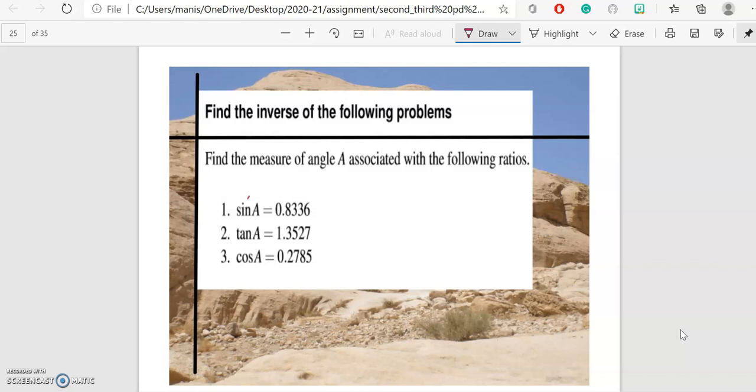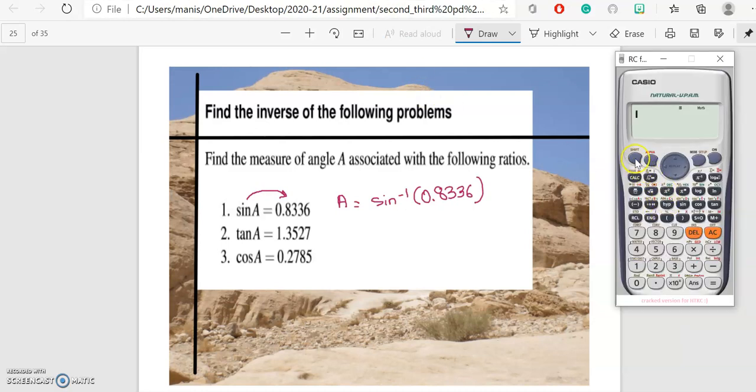So what I will do in this question over here is, I will take the inverse of sine on both the sides. By taking this, I will be left over with A is equal to what? Sine inverse of 0.8336. So after this, I will pull out my scientific calculator, and second, this is a shift button we will be using because we are using the functions which are on the sine, cosine, and tangent buttons over here. So sine inverse, and it says what?